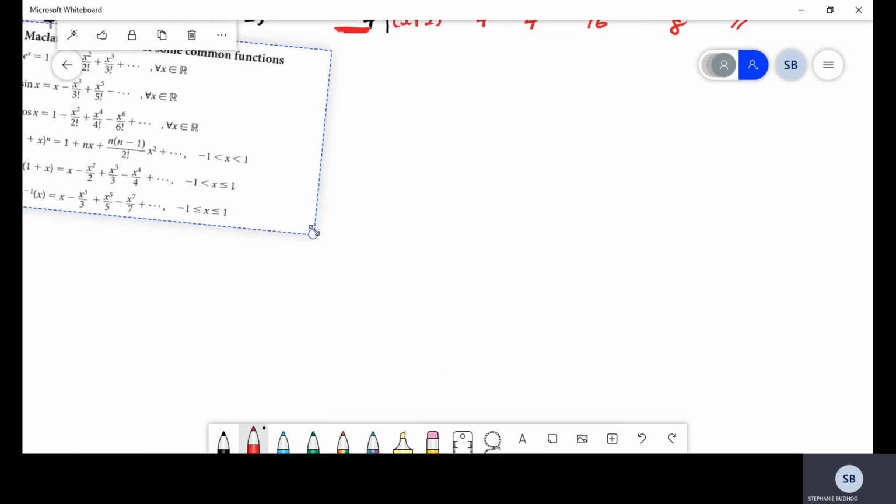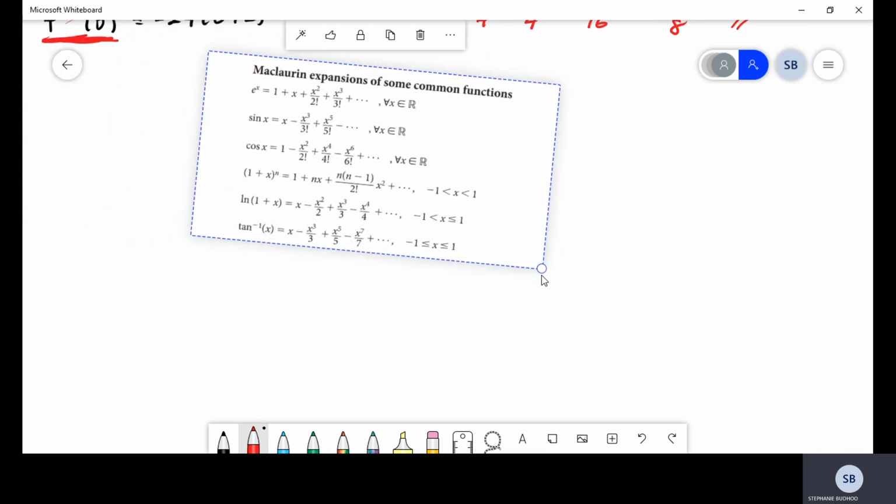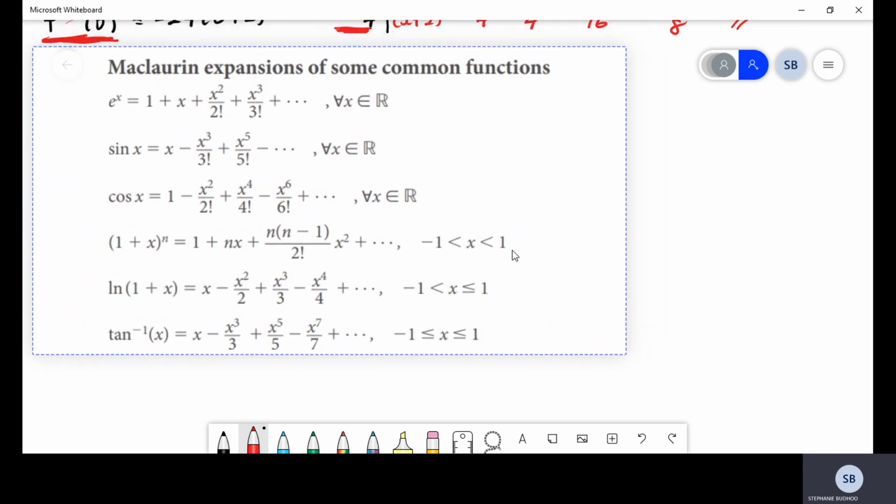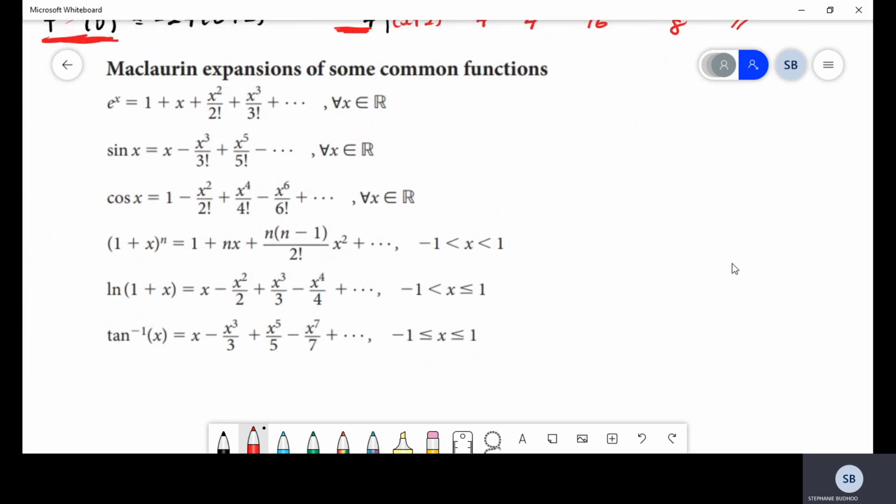All right, nice, beautiful. So here are some Maclaurin expansions of some common functions. Notice they all have a condition. All right, because remember, you want that x value to be very, very close to 0. So you usually identify the use of this function when your x values tend to be very close to 0, right?